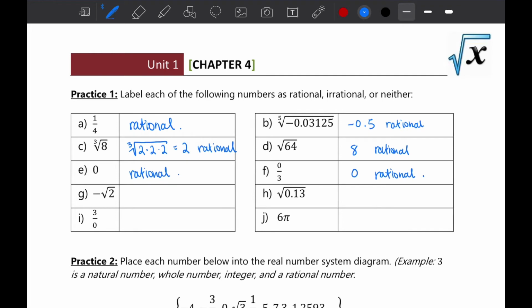Part G, negative square root of 2. If it's a square root of non-perfect square, then it automatically becomes a rational number. Part H, square root of 0.13. If you punch it into your calculator, you can see that the decimal places you find will not be repeating, but not only that, 0.13 is not a perfect square. So we know right away it's a rational number.